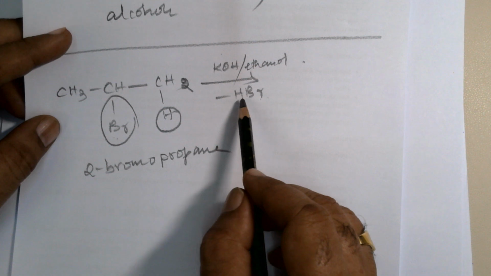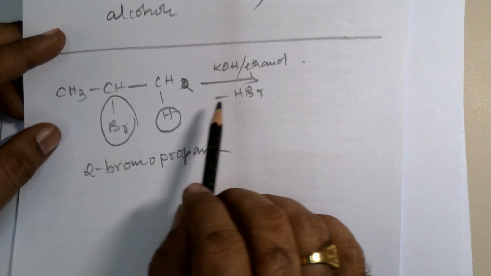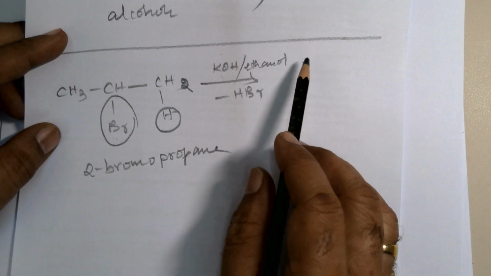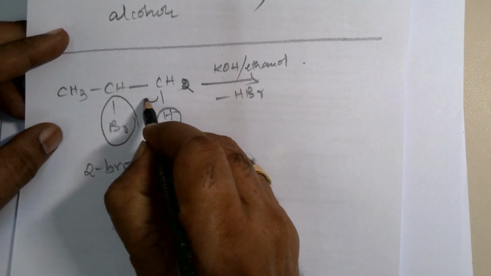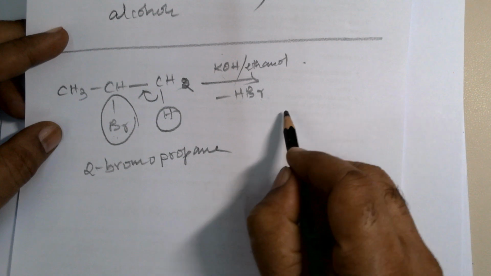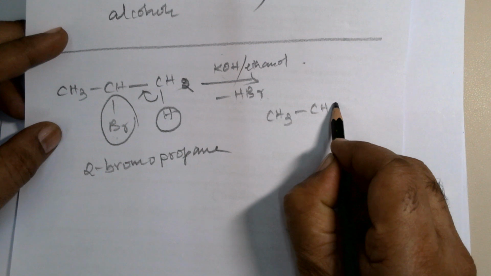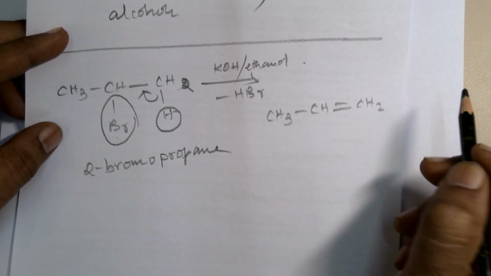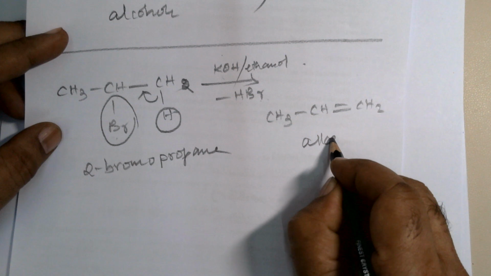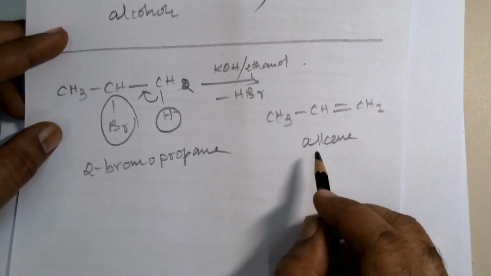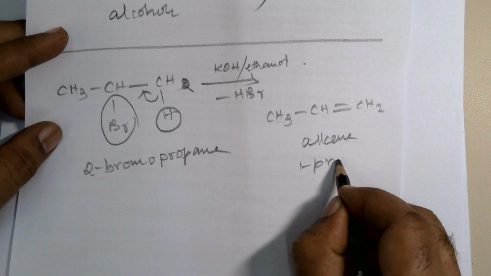So here, in this 2-bromopropane, the bromide anion and H plus are combined as HBr, so they are removed as HBr by using this KOH in presence of ethanol, and this bond comes here. So it means that it is CH3, CH, double bond, CH2. So the result is alkene. So what is this alkene? 1, 2, 3, propene. So 1-propene.